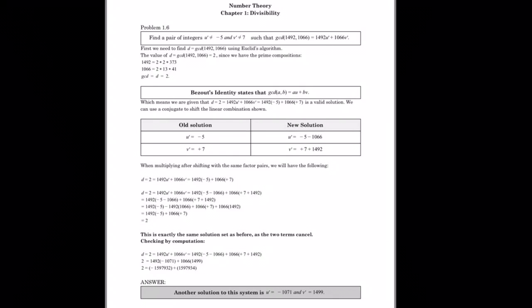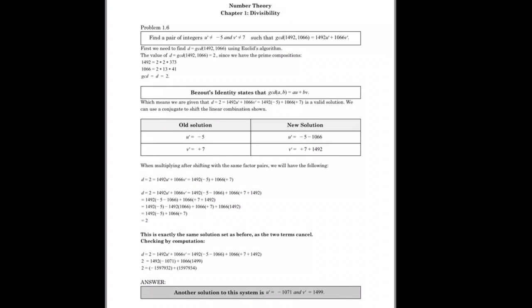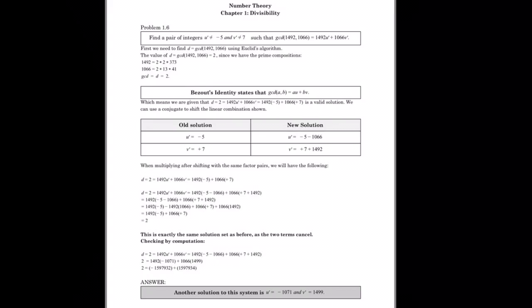You can check with the factoring in the paragraph below. What we have is the new combination, 1492 times that new number, which I left as negative 5 minus 1066, plus 1066 times 7 plus 1492. If you factor it in, it creates 4 terms, and you'll see that the second and the fourth terms are additive inverses. They'll cancel each other, so mathematically this is the same value. The first and the third terms are what we had before in the old solution, which we already know is 2.